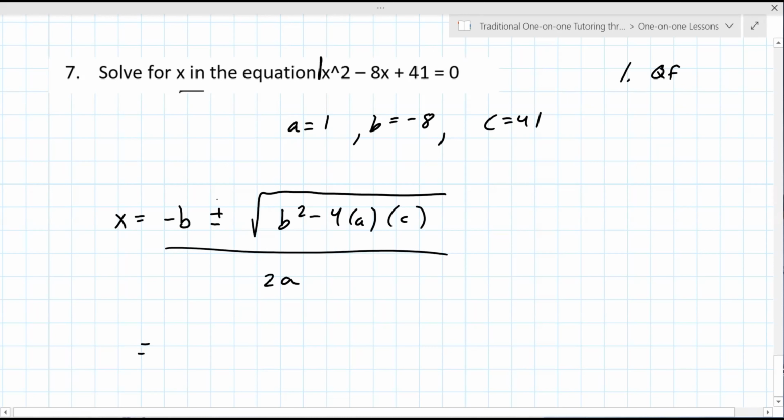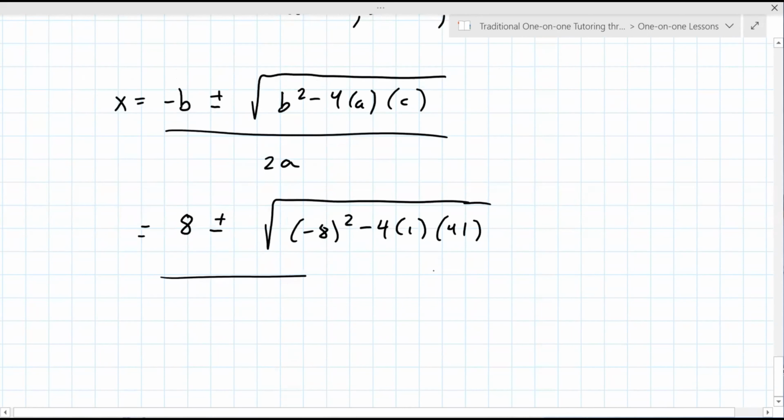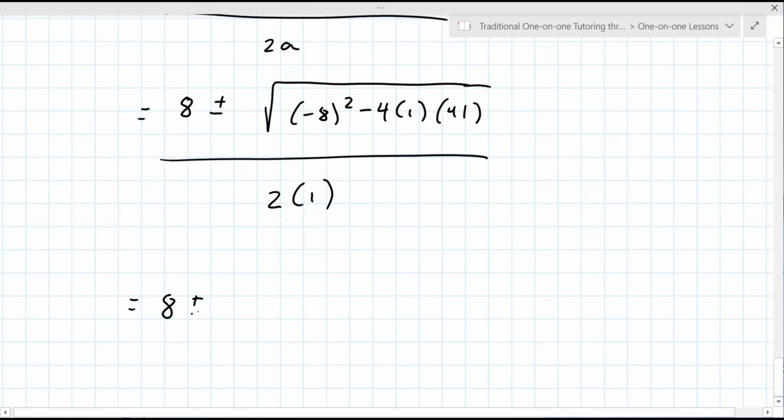So it's minus 8, so that's 8. And then it's the square root of minus 8 squared minus 4 times 1 times 41, all over 2 times 1. So that's 8 plus or minus. Inside the root here, it's 64 minus 164. Oh, that's nice. That worked out nicely. So that's minus 100.